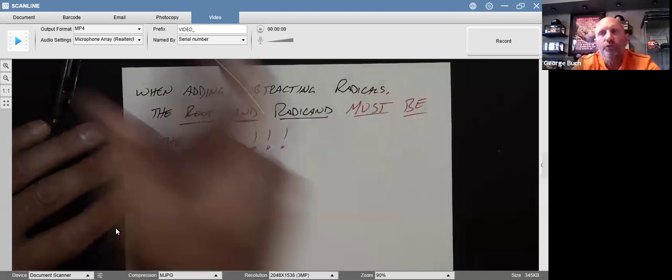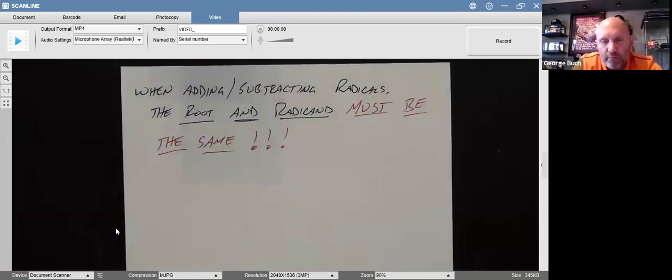So I can't do square root of 2 plus square root of 3. Yes, they have the same root, but they don't have the same radicand. Or I can't do square root of 2 plus the cube root of 2. They're different. Think of it like variables. So square root of 2 is x, square root of 3 is y. x plus y, it's just x plus y. I can't simplify it any further.